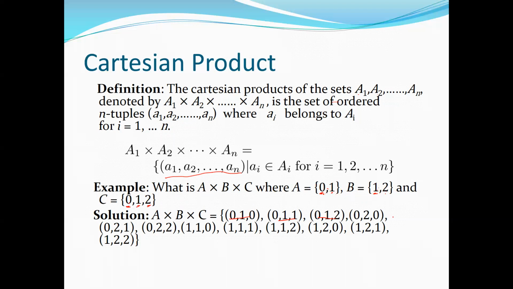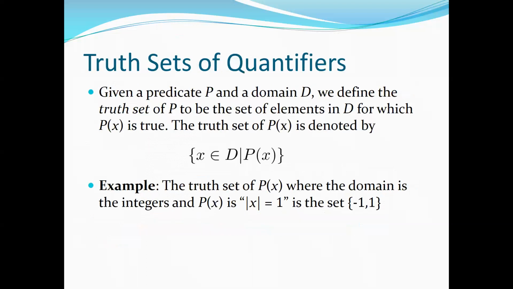So this is how we form the Cartesian product of multiple sets, A cross B cross C, and if there are 4 sets, 5 sets, 6 sets, similarly we can compute the Cartesian product. The Cartesian product is really, really important. It has very vast applications in computer science that you will encounter throughout your computer science journey.